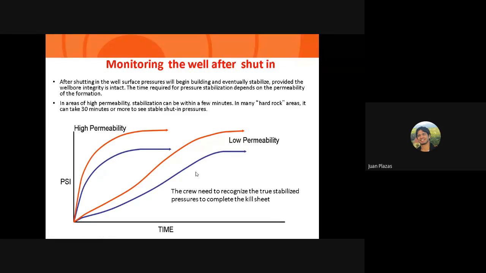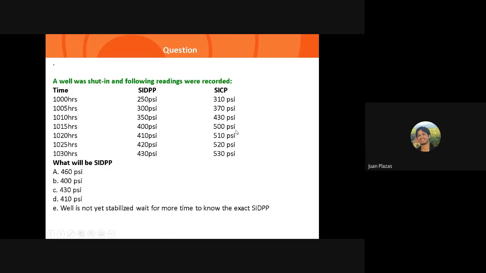That stabilization number, when the drill pipe pressure is stable and casing pressure should be stable, is needed before preparing our program to kill the well. So that's the last question we are going to have. Assuming we close the well at 10 a.m. and now it's 10:30, what will be the shut-in drill pipe pressure?